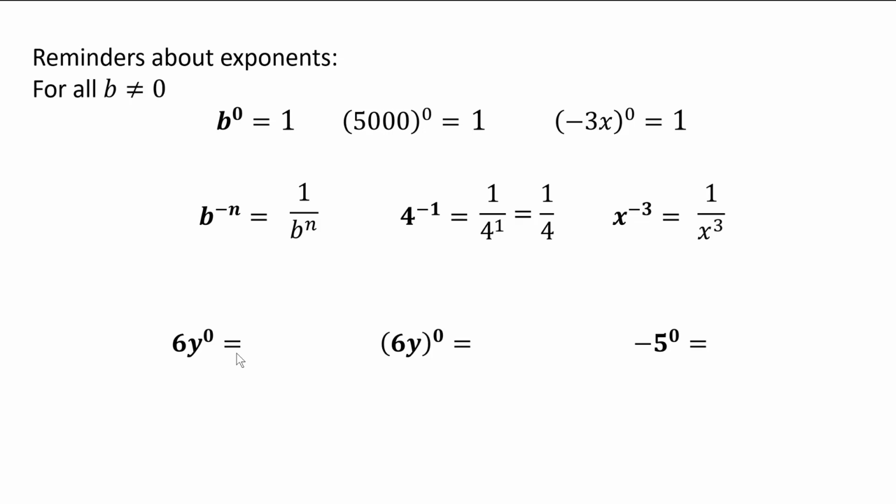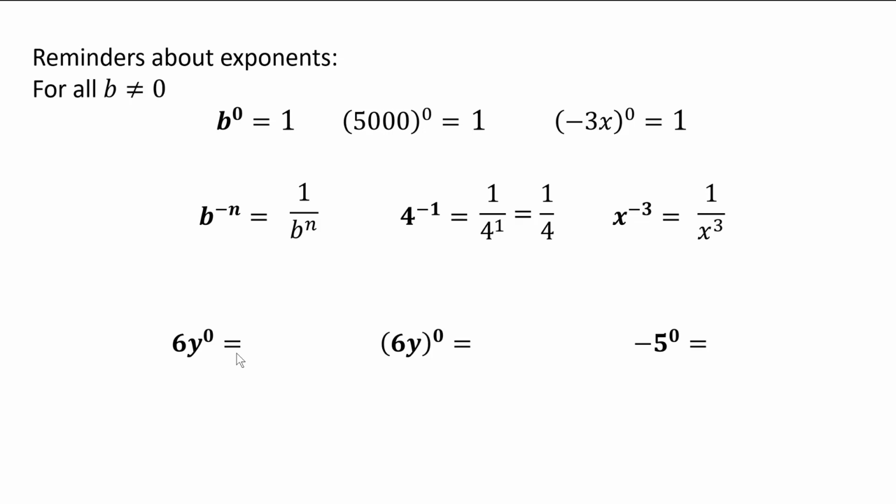Back to raising something to the 0 power, you've got 6y to the 0 power here. And when you look at this, you have to realize that that 0 is only affecting the y. It doesn't affect the 6. The only way to show that it would affect the 6 would be to put the 6 and the y in parentheses and then put the 0 power on the outside of the parentheses, like in the second situation here.